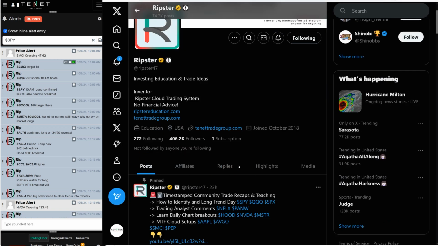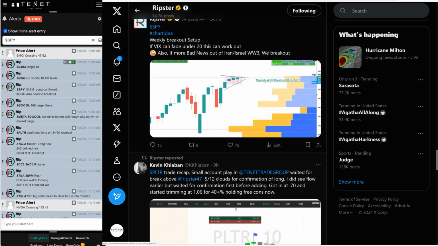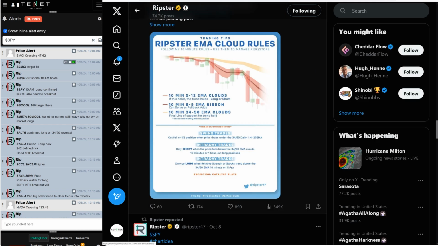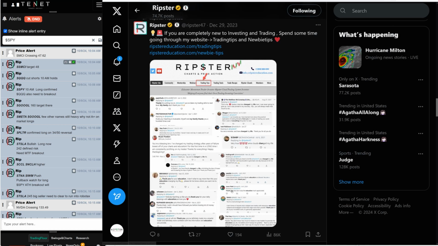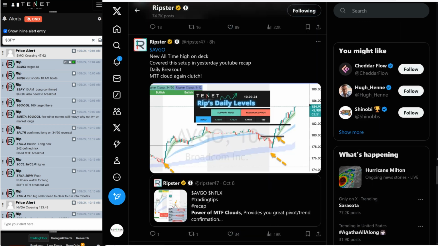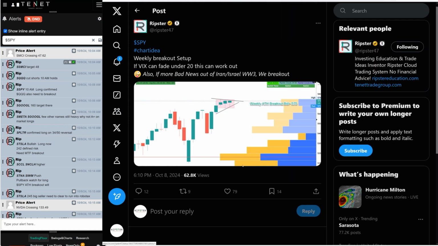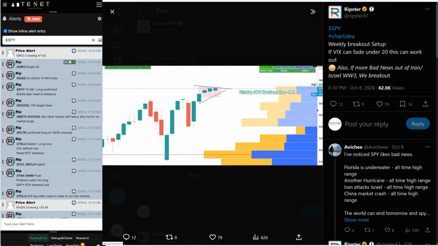what I was looking for today. Let me show you. Yesterday's idea might be there somewhere. Okay, right here. Yesterday I posted this idea of the weekly breakout.